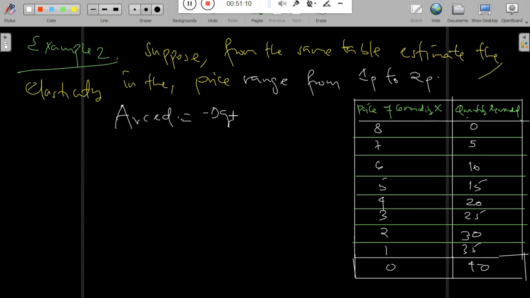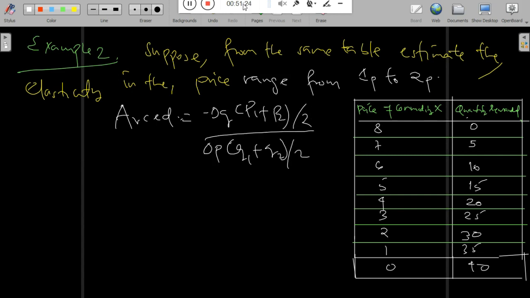So if we calculate the arc elasticity of demand, it is given by taking the change of Q, times (P1 plus P2) divided by 2, over the change of price, times (Q1 plus Q2) divided by 2. So the change of Q is given by taking the range of values of Q from point 1 and 2. Remember, we are finding the arc elasticity at the point of 1p to 2p. So the change of Q will be equal to 30 minus 35, that is negative 5.